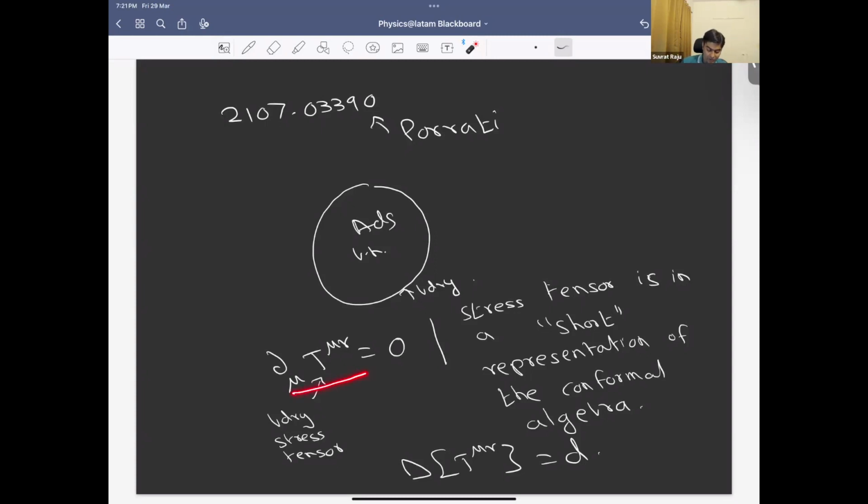In particular, the conservation of the stress tensor tells you the stress tensor lives in a short representation and tells you the dimension of the stress tensor is D. That's what tells you, by the way, that the bulk graviton is massless.